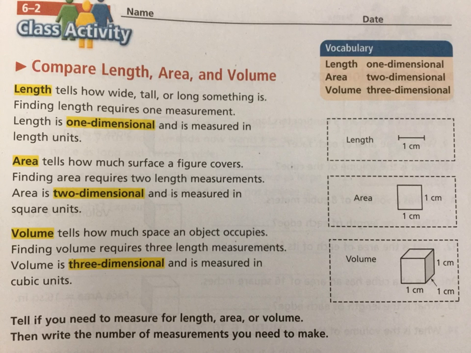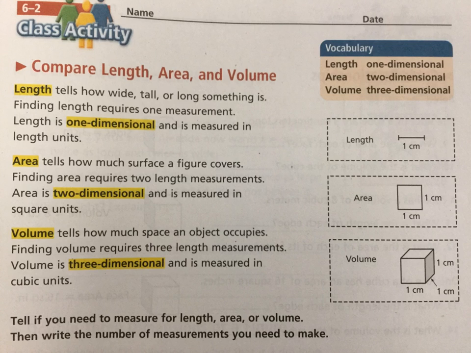So we see length. Length tells how wide, tall, or long something is. Length is something you can measure with a ruler or a measuring tape or your yardstick. Finding length requires one measurement, one-dimensional, from point A to point B. Okay? And they have a sample on the side over there. It says length is one-dimensional, and length shows 1 centimeter from one end to the other end of a line.